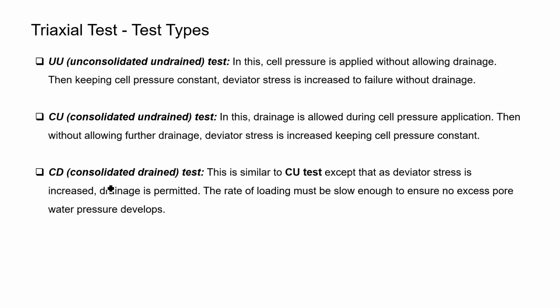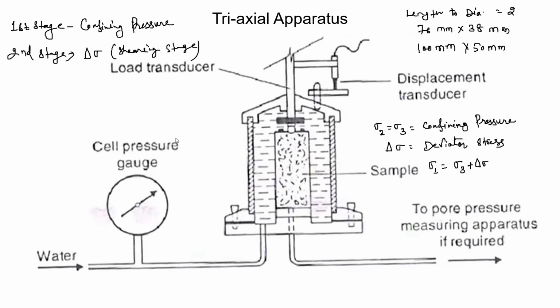And the CD test is very similar to the CU test in the first stage, that is when the confining pressure is given to the soil sample. Due to that pressure, a pore water pressure develops in the soil sample, due to which consolidation takes place if the drainage path is kept open. With the time of consolidation, the pore water pressure becomes zero at the end of consolidation.